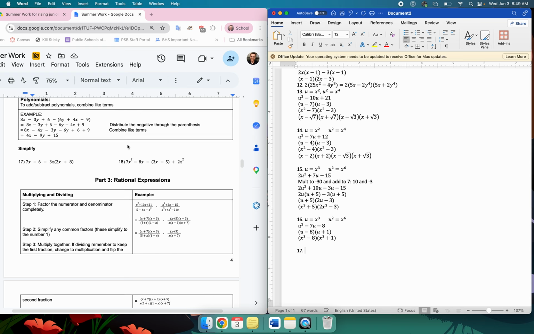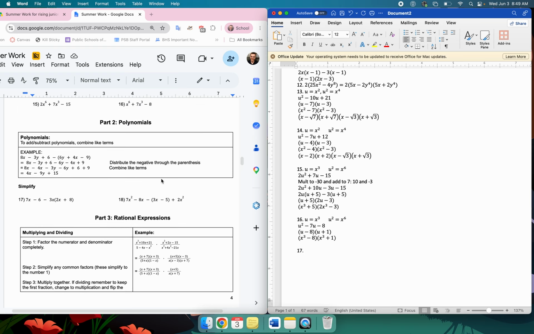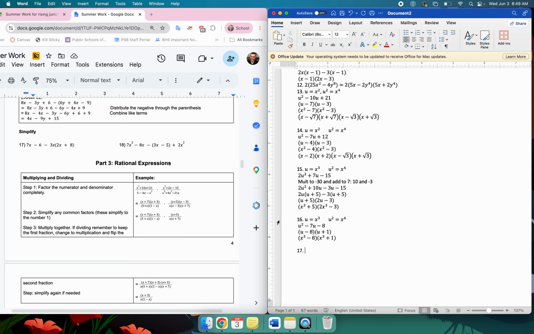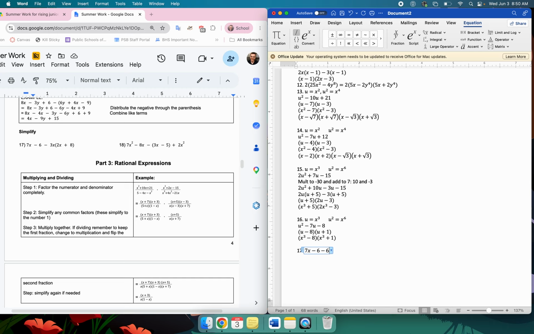Okay, what are we doing here? What are the instructions? Oh, simplify. So basically just distribute and then combine like terms. If I distribute this negative 3x to the two terms in parentheses, I'm going to get minus 6x squared minus 24x. And then I look for like terms to combine.